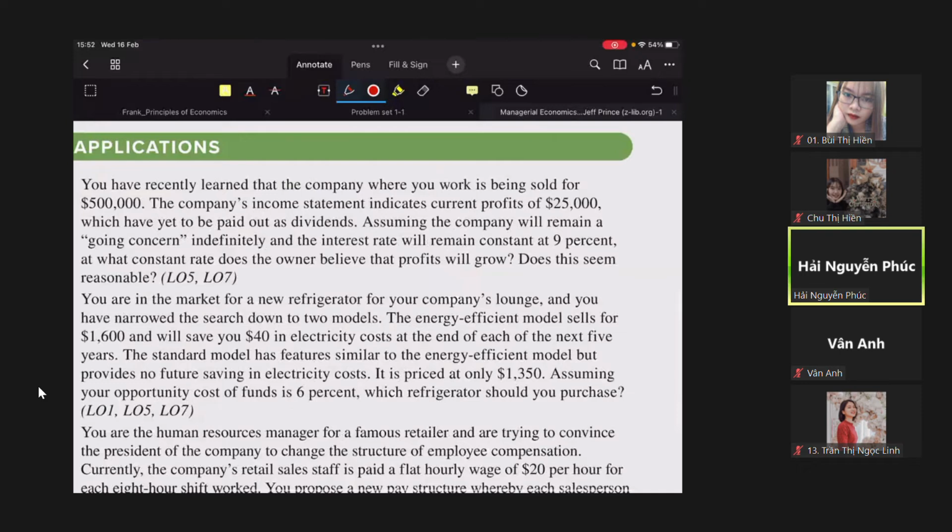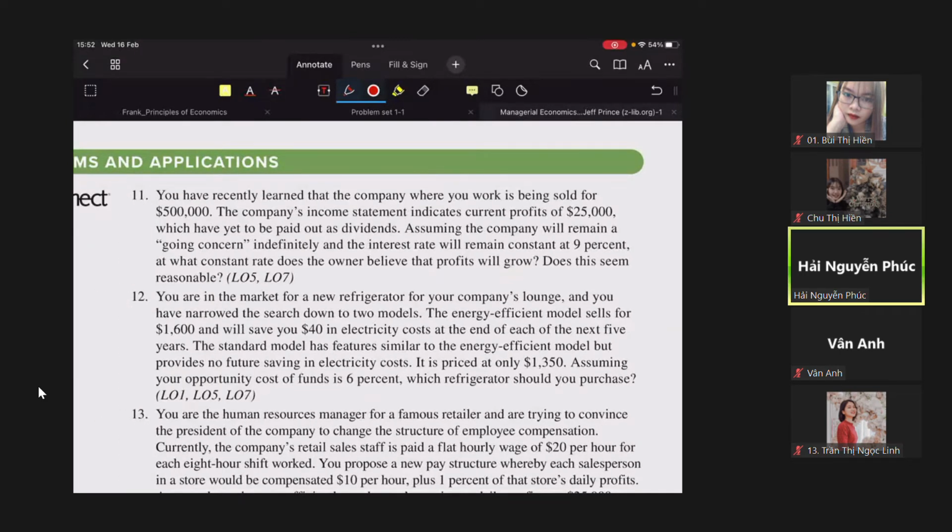Now the question number 12. You are in the market for a new refrigerator for your company's launch, and you have narrowed the search down to two models. So we have to choose between the two models. The first one is called the energy efficient model, and the price for this machine is 1,600.